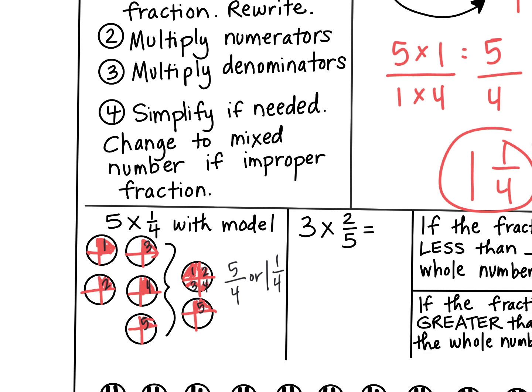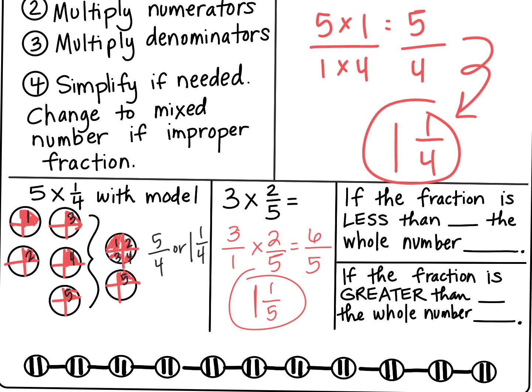Okay, this one, first thing I got to do is what? Convert it. Change that whole number into a fraction by putting a 1 under it. And then I'm just going to multiply straight across. 3 times 2 is 6. 1 times 5 is 5. And then I change my improper fraction to a mixed number. 5 goes into 6 how many whole times? 1 whole time, and I have 1/5 left over.